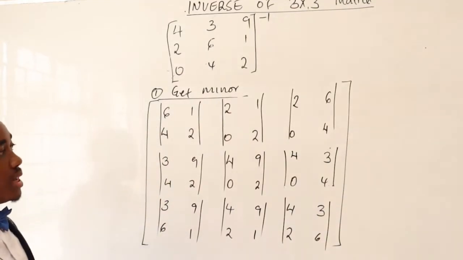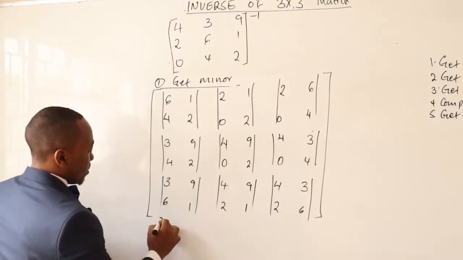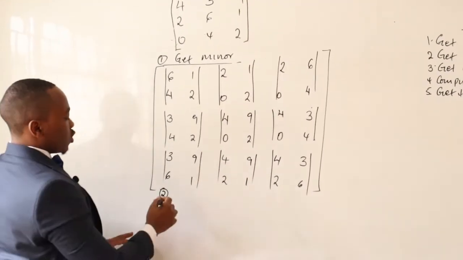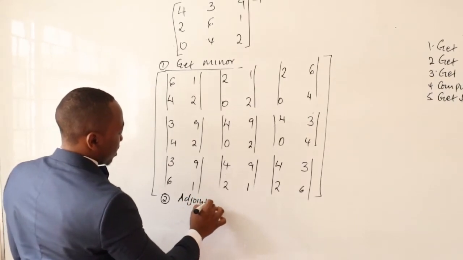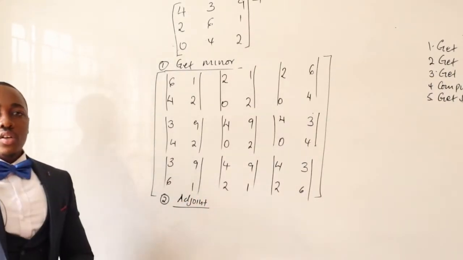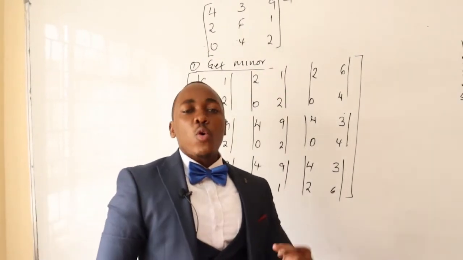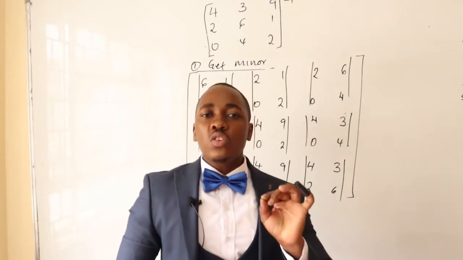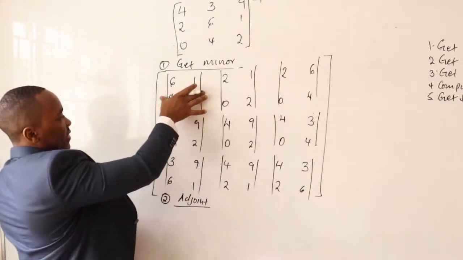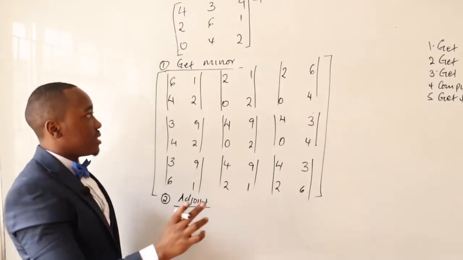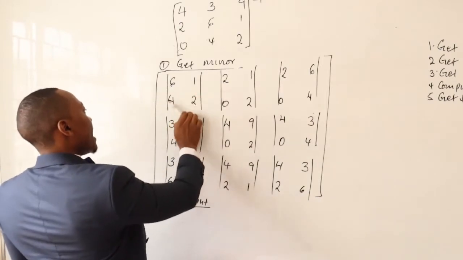Then we go to the second step. How do we get the second step? In the second step, you are supposed to get the adjoint. How do we compute the adjoint? To get the adjoint, you compute the determinant of each minor. And how do we get the determinant? For example, this is the first minor. You take the major diagonal element minus the minor diagonal element.